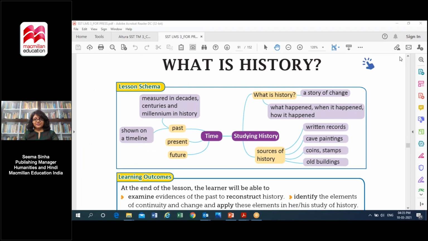Hello, I'm Seema Sinha. In today's session, I will talk about experiential learning and how to use experiential learning activities in your class. When we talk about experiential learning, we are all aware that the new education policy 2020 emphasizes greatly on this strategy to achieve and facilitate experiential learning.